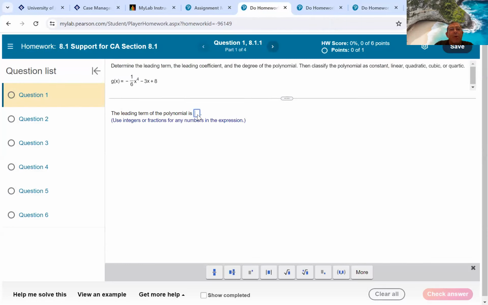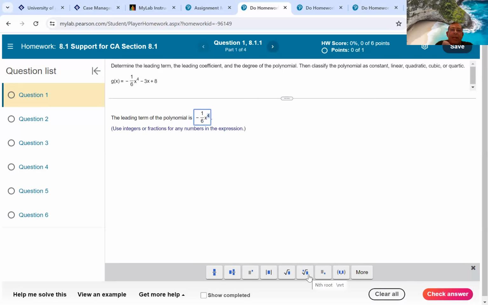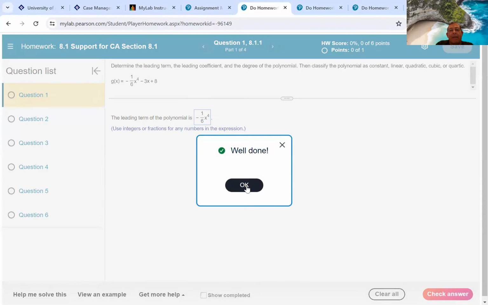So for my number 1, the leading term is the negative 1/6 x to the 4th. So negative 1/6, and then I had x to the 4th. So the leading term is everything in the term that has the highest exponent. So I'll have you check that.